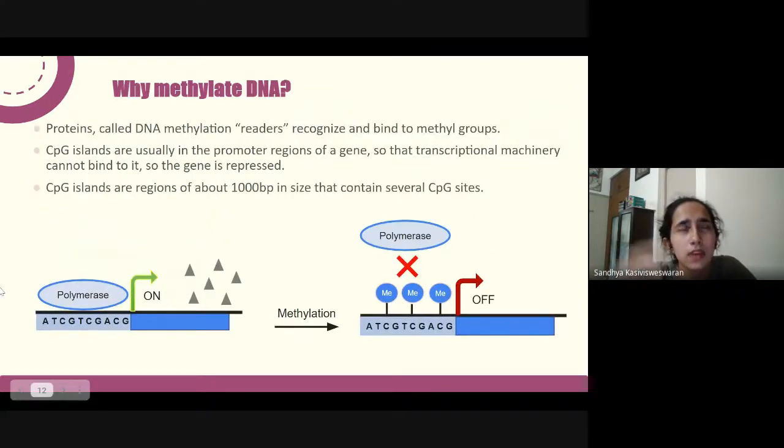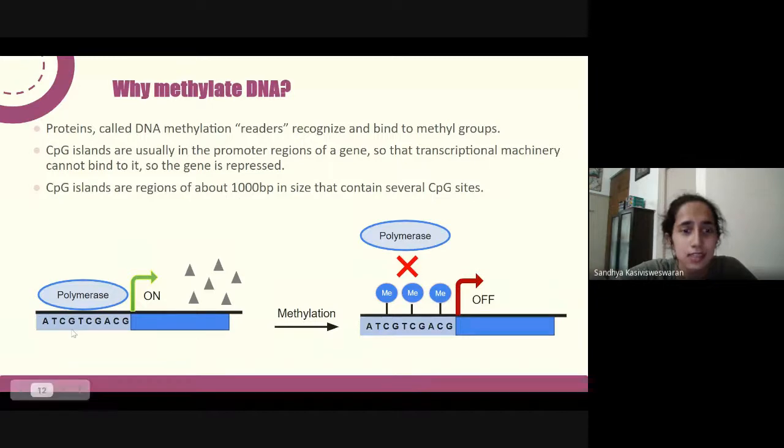So we understood why histone modifications take place: they facilitate either tighter or looser binding of DNA around histone proteins. But why should we methylate DNA? Some of you might know this. When you have a gene, look at the left, for instance, where the bright blue is your gene. There is a sequence before your gene called the promoter sequence. It promotes transcription of your gene so that your gene can become mRNA, and then protein, in the whole process.